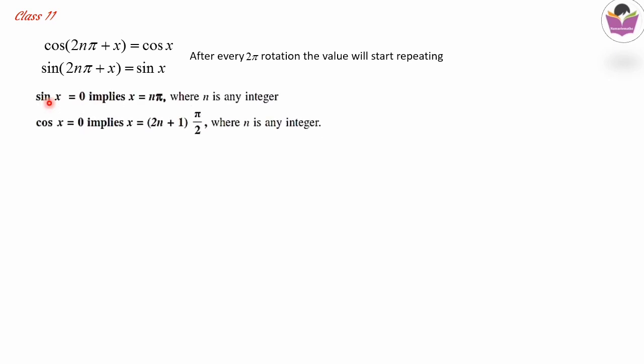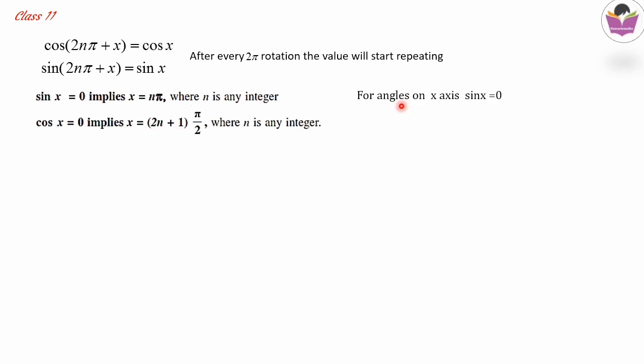Next is sin x is equal to 0 implies x is equal to nπ. For every nπ angle, the sin value will be 0, where n is an integer, and cos x is equal to 0 implies x is equal to (2n + 1) times π/2, where n is any integer. 2n + 1 means it is a general form of an odd number. So this is what we have learned.